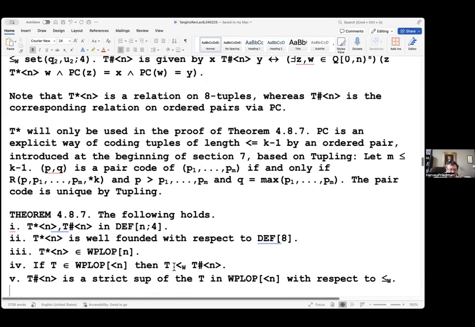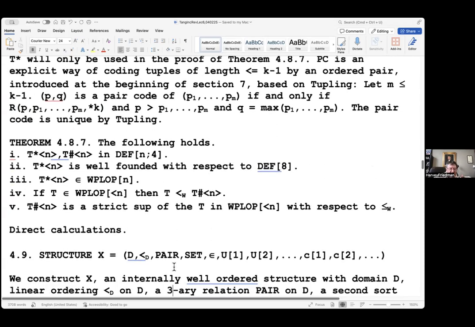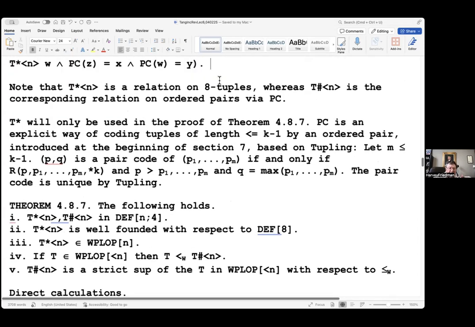All right, so the following holds. These T n and T star n are definable. Let's see, T star n, I guess T star n was on 8 tuples, wasn't it? Yeah, and that's on ordered pairs, so that's in 4. T star n is a relation on 8 tuples, in 16.